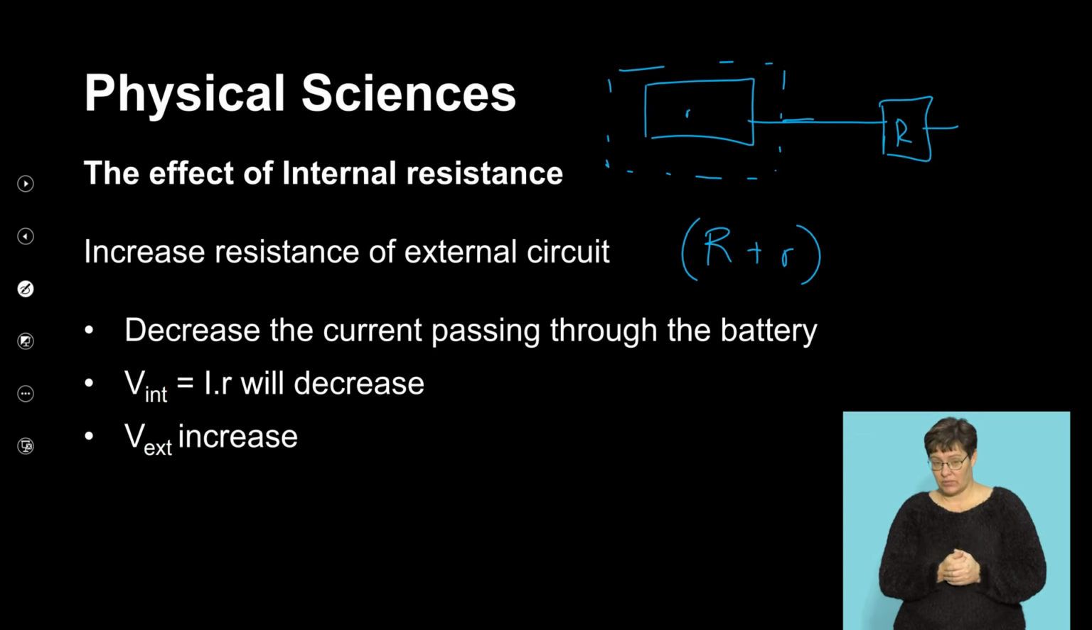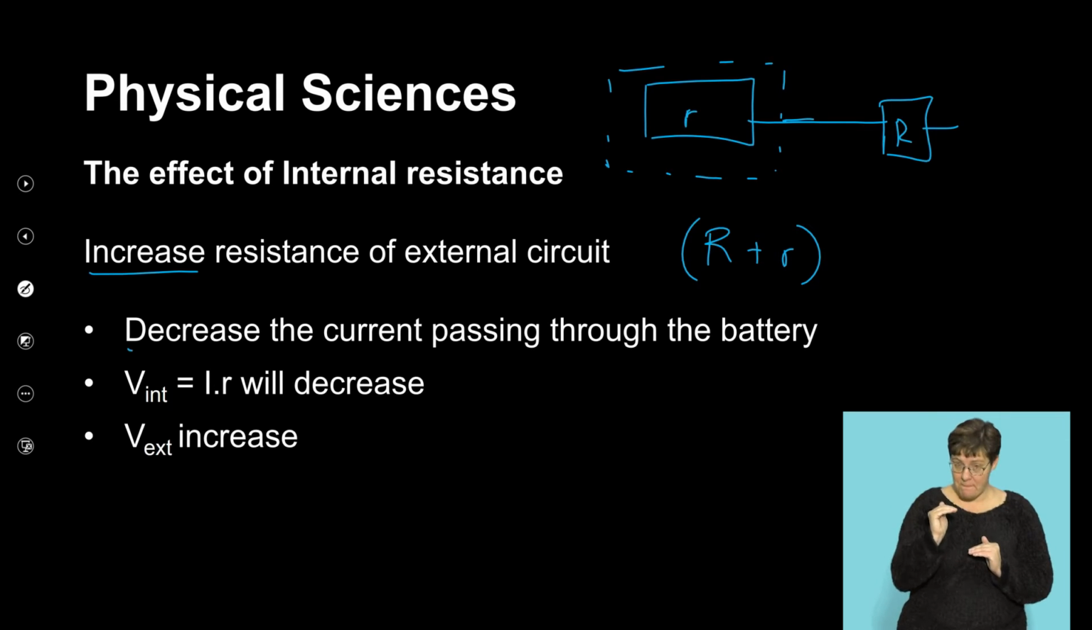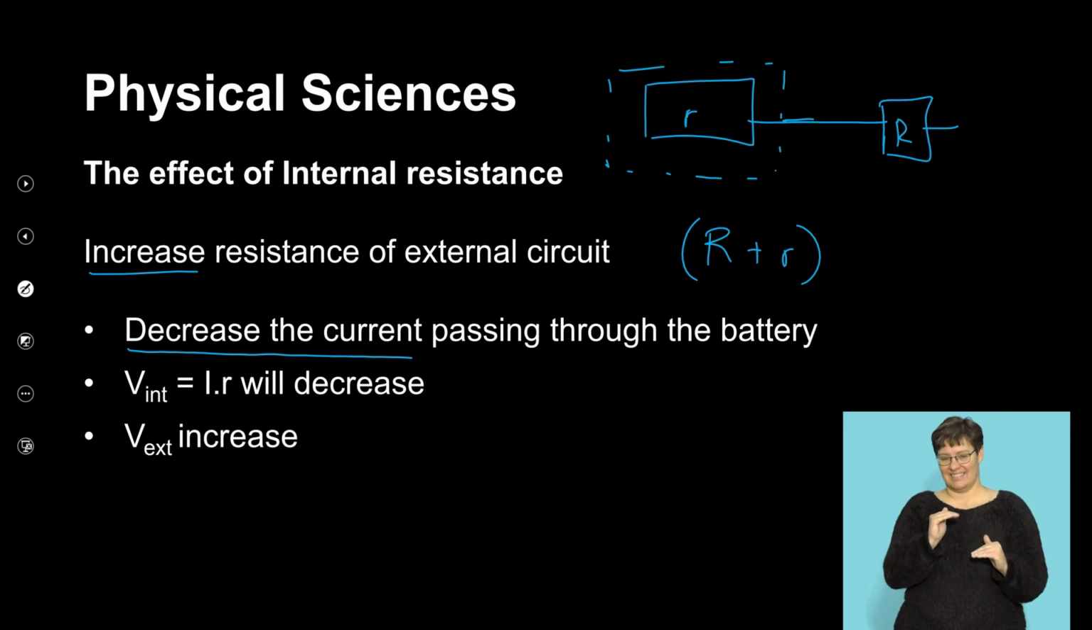If we consider the internal resistance of the battery, which is in series with the external resistance, then the effective resistance of the circuit will actually increase. Increasing the effective resistance will decrease the current passing through the battery. If there is a decrease in current, we also know that the lost volts will decrease. So V internal, the lost volts, will decrease while the external resistance increases.